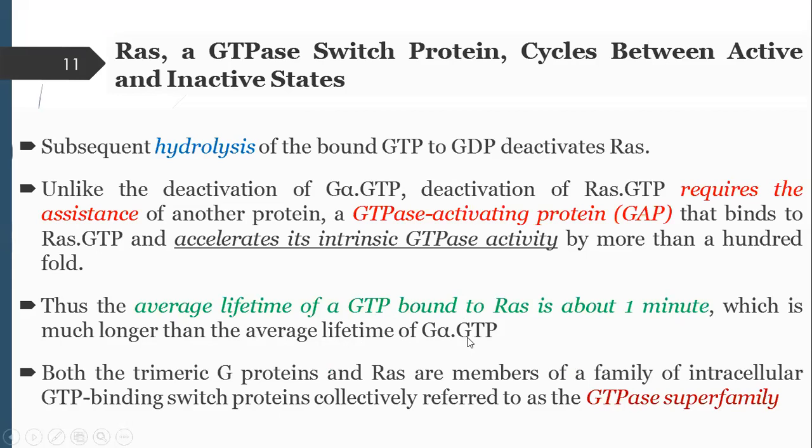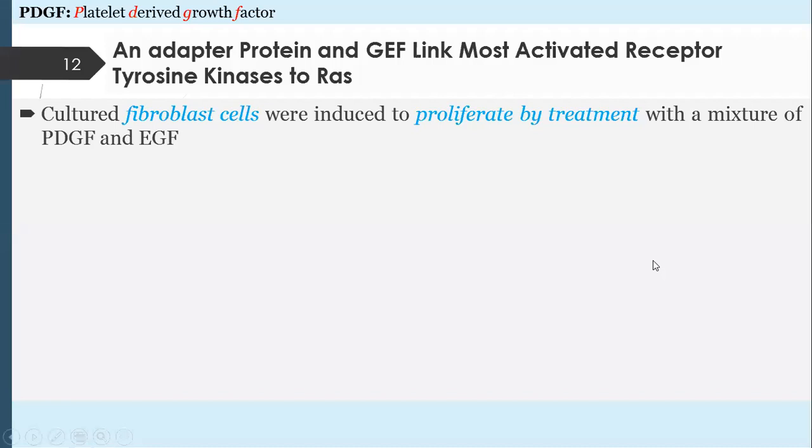So both trimeric G proteins and RAS are members of a family of intracellular GTP switch proteins, and proteins like RAS and G proteins are called the GTPase superfamily. So they are members of the GTPase superfamily. After that, what about the adapter protein and the GEF linkage?